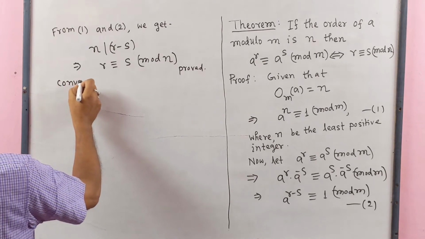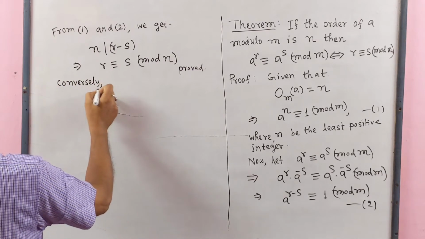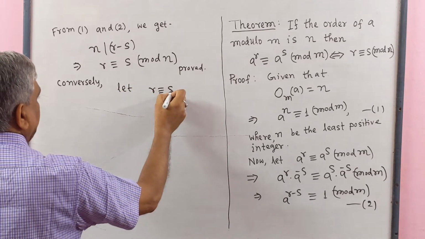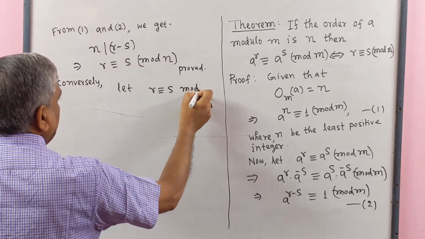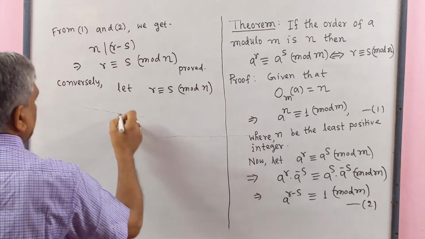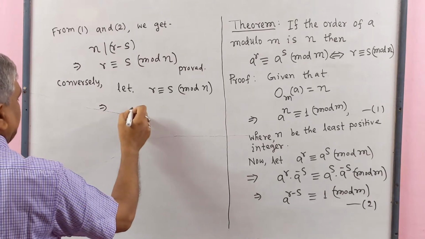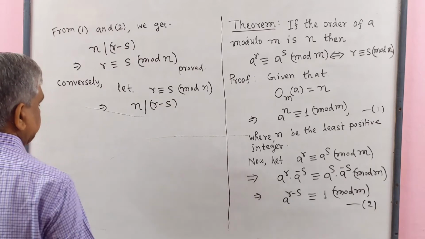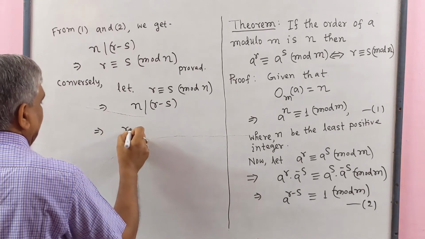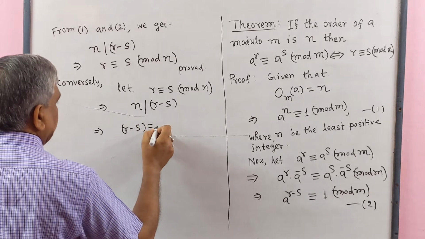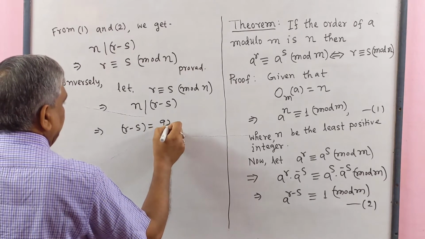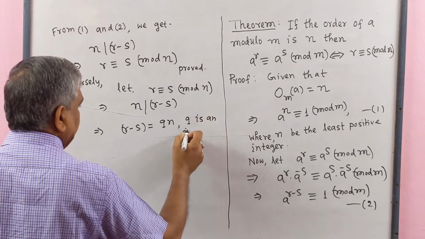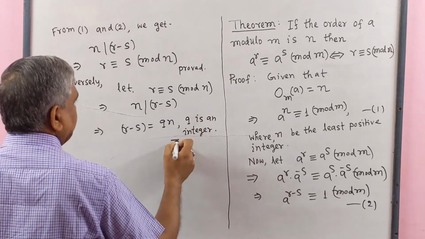Conversely, let r is congruent to s modulo n, implies that n divides r minus s, implies that r minus s equal to qn. Q is an integer. Let this is number 3.